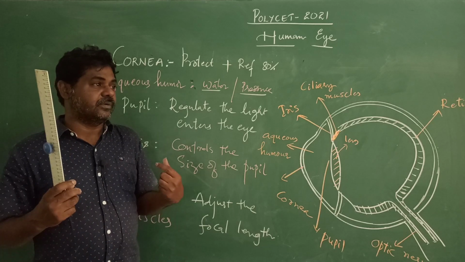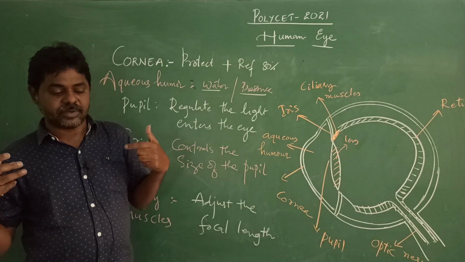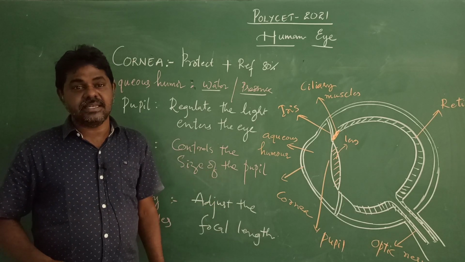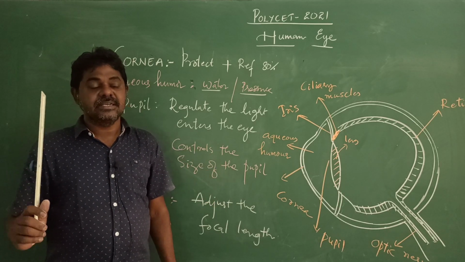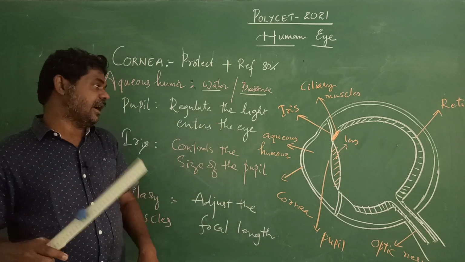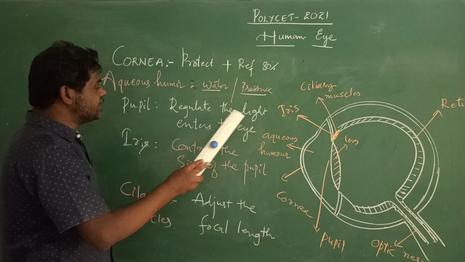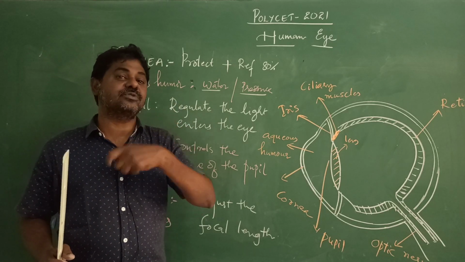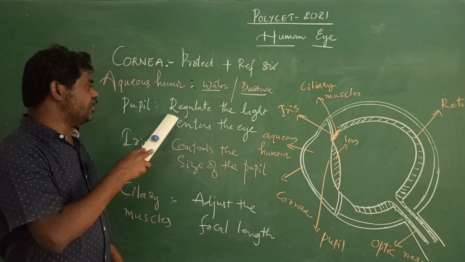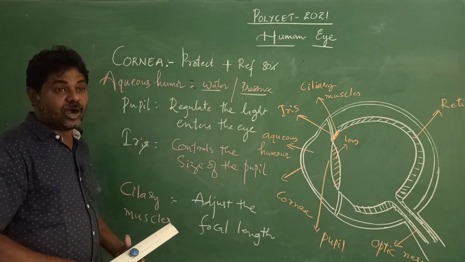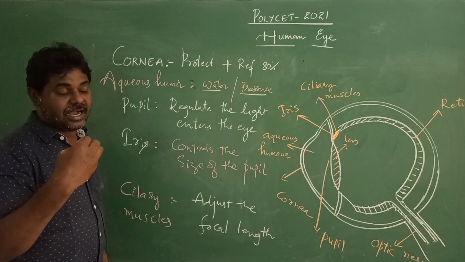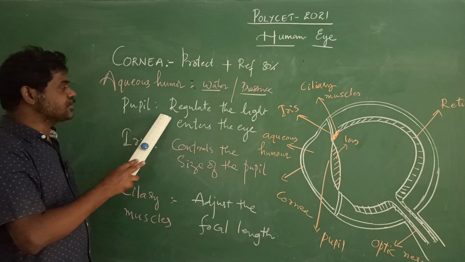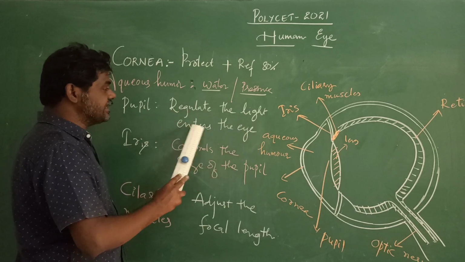Suppose you came out of a room and suddenly enter into heavy sunlight, then your eye is going to be strained. Is it right? Most of the light is going to enter the eye. In that case, it regulates the light that enters the eye, how much light it has to take, how much light the eye can sustain. So pupil is going to maintain or regulate the light that enters the eye.